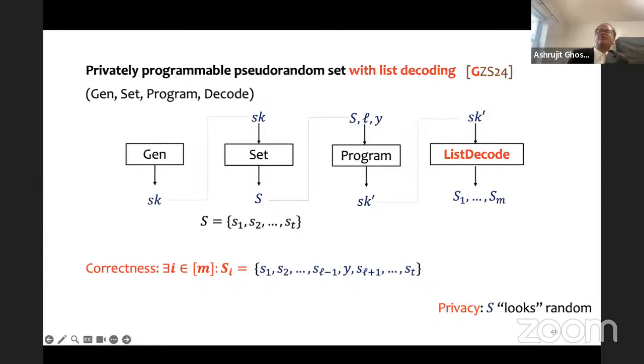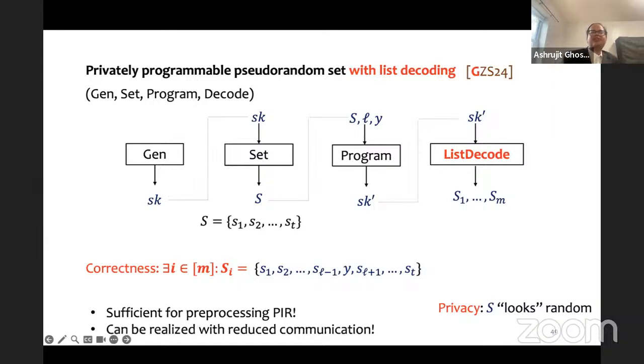Our new primitive is almost exactly the same, except that instead of decode, we have a list decode function, which on input a program key outputs a list of sets S1 through Sm, and the correctness requirement is that the correct decoding of sk prime is among the outputs of the list decoding procedure. What we show is that this weaker primitive is sufficient for client-side pre-processing PIR. And our efficiency improvement comes from the fact that we can implement this using much lower online communication.